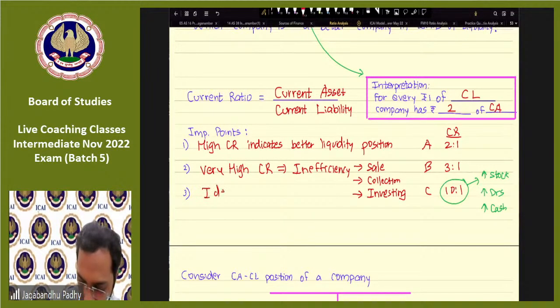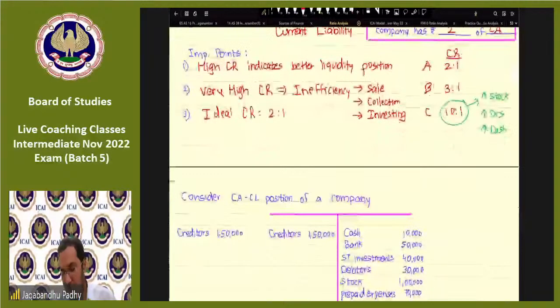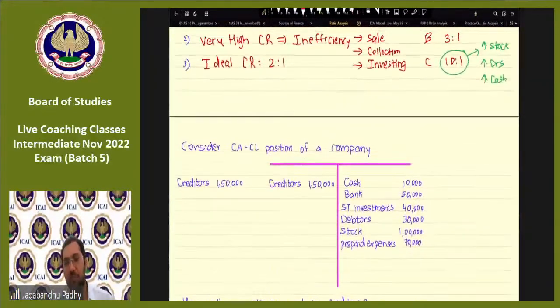So we'll say ideal current ratio is 2:1. Ideally, you should have 2:1. Some points here and there it is okay, but generally you should have a current ratio of around 2. That is industry wide, it is considered to be an ideal current ratio. Now let me just put up an example in front of you.